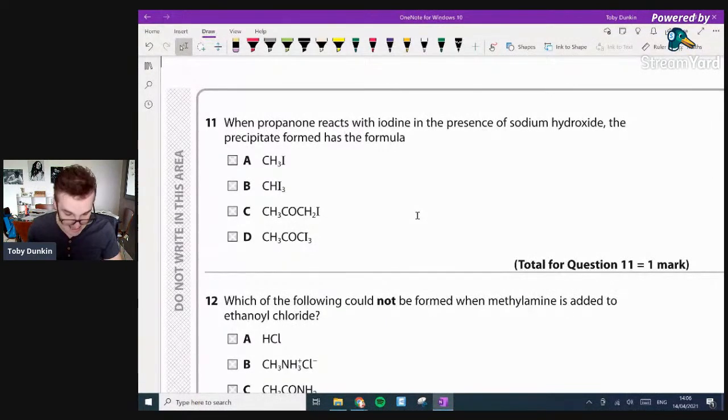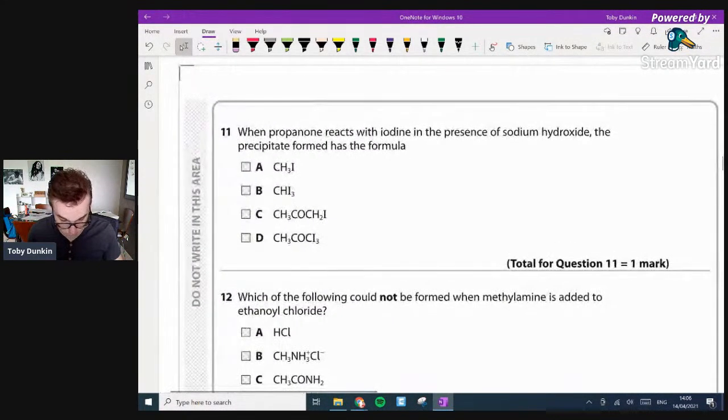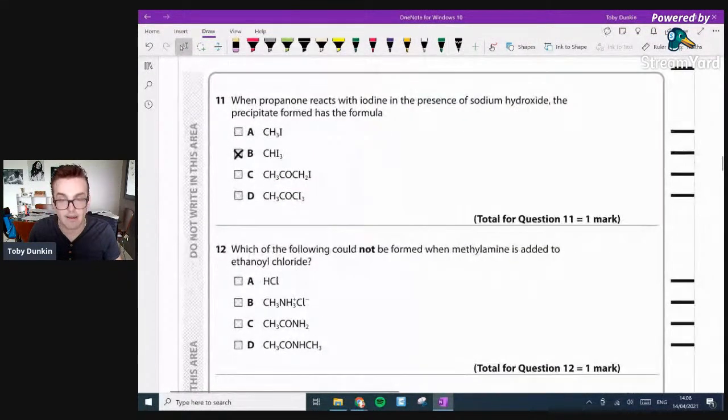So this is the iodoform test. When propanone reacts with iodine, the precipitate formed is the following. So that's just that one. That's just something that you just have to learn in the iodoform test.